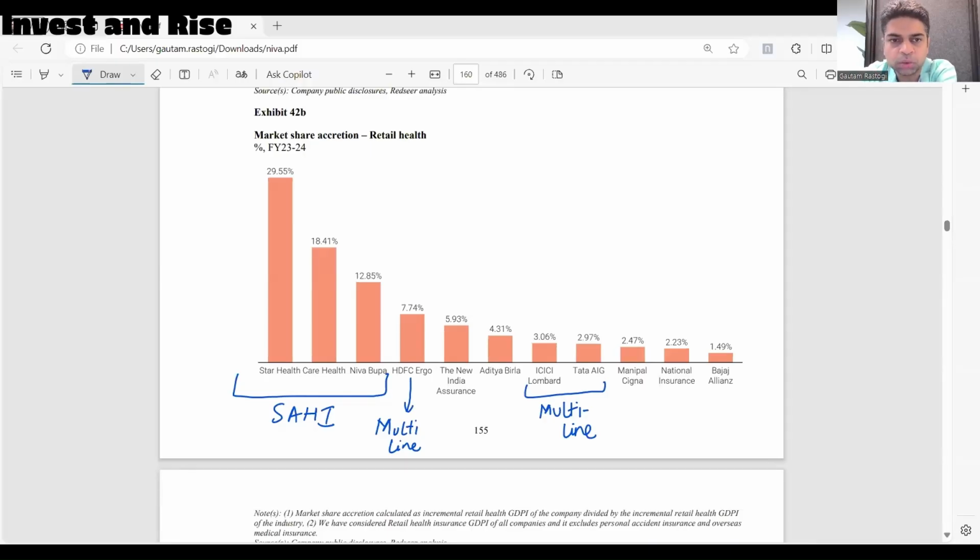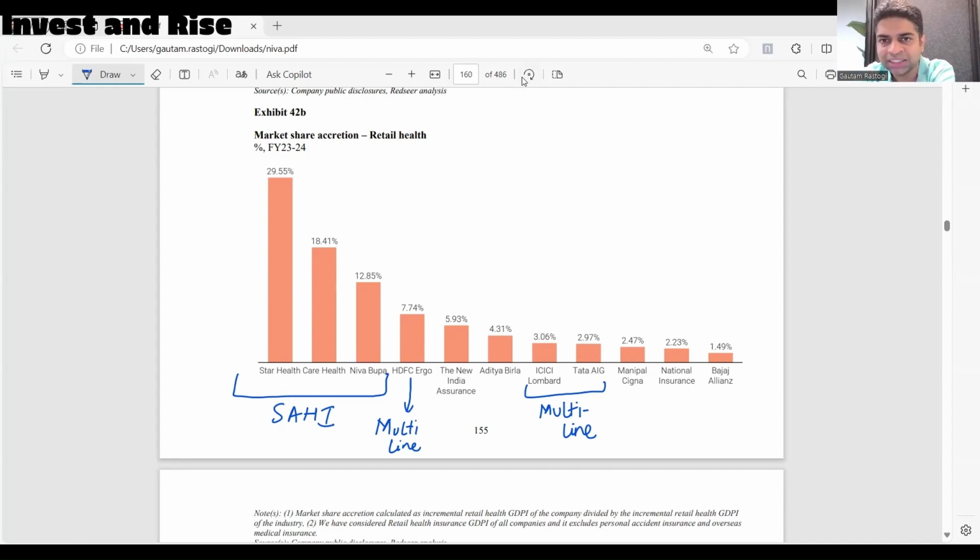All right. So I just wanted to walk you through a couple of metrics before we conclude and summarize. Here I have the market share of these different insurers within the retail health segment. If you look at Sahi companies, they have very high market share. All of them have expanded pretty aggressively. And within Sahi companies, Star Health has expanded the most aggressively. It has 7 lakh agents, which has helped them get a market share of almost 30%. Then you have Care Health at 18%. Niva Bupa, which is going to IPO pretty soon, has a market share of around 13% within retail health. And among multi-line insurers, ICICI and Tata AIG both have a 3% market share within the retail health segment.